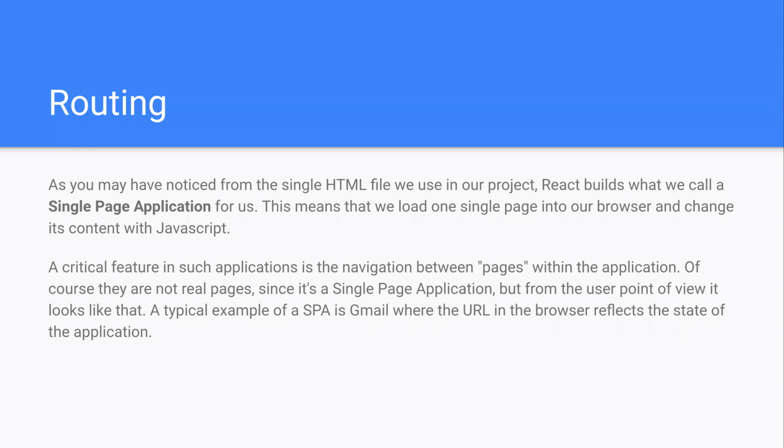So basically, React builds what we call a single page application. That means we load only one single page to our internet browser, and we change its content with JavaScript. In this particular situation, React does it for us. But a critical feature in such applications is how we can navigate between fake pages. They're not real pages, since it's a single page application, but from the user's point of view, he's navigating between pages. A good example of that is Gmail, or even a lot of applications, actually.